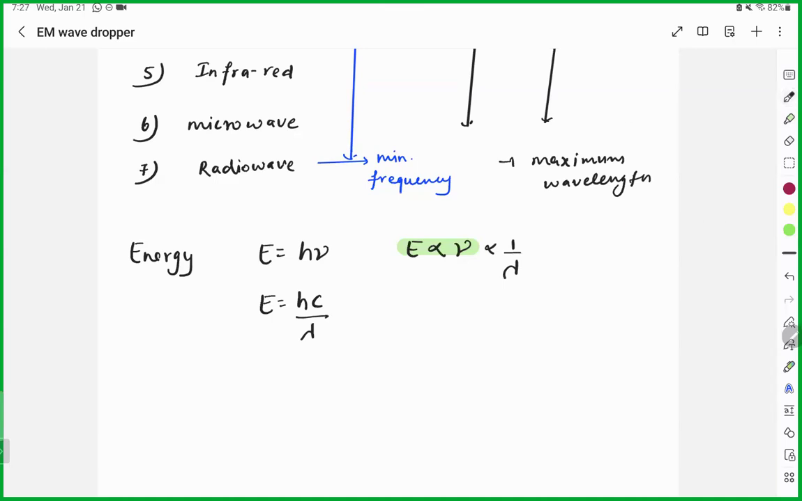Okay. So this is the reason why it is directly proportional to the frequency and inversely proportional to the wavelength.